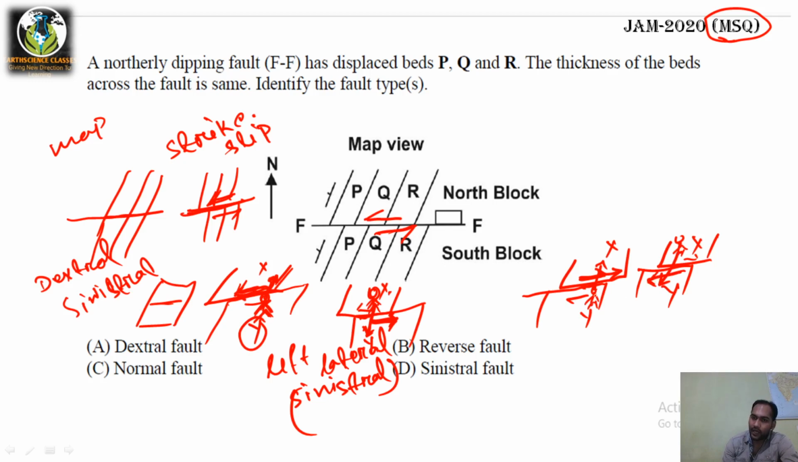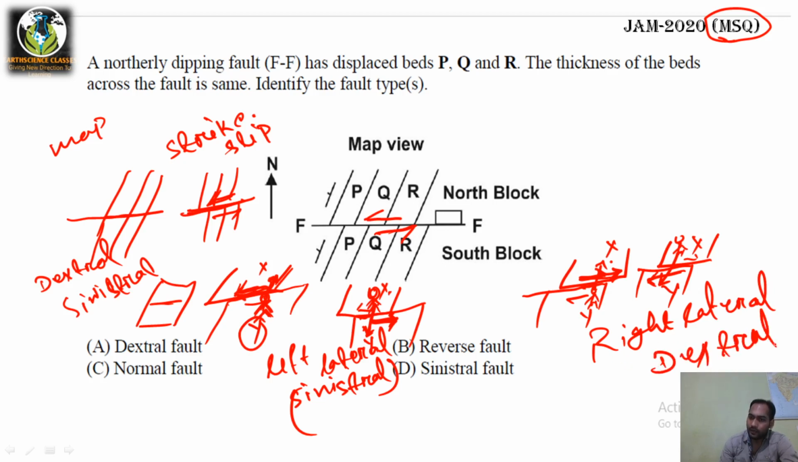If I stand at Y and look at X, X is moving right of me. So it is right lateral, or else it is dextral.